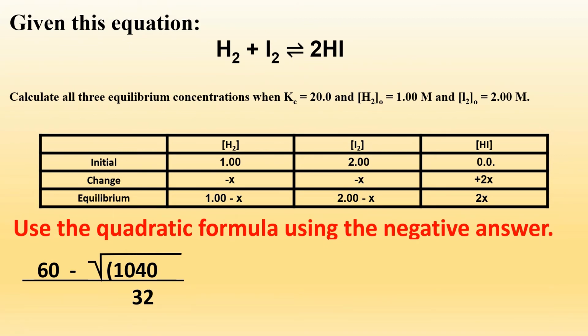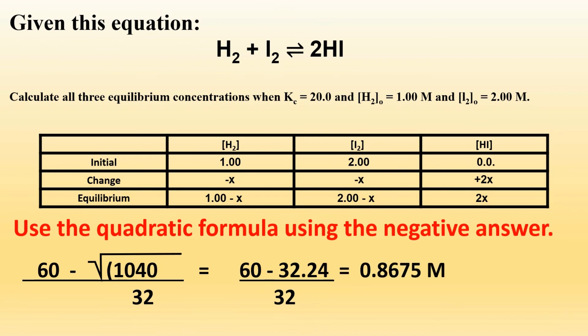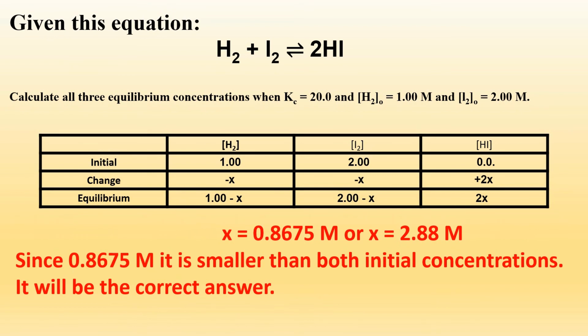60 minus the square root of 1,040 divided by 32. This simplifies to 60 minus 32.24 divided by 32. And the answer is 0.8675 molar. Since 0.8675 molar is smaller than both initial concentrations, it will be the correct answer.